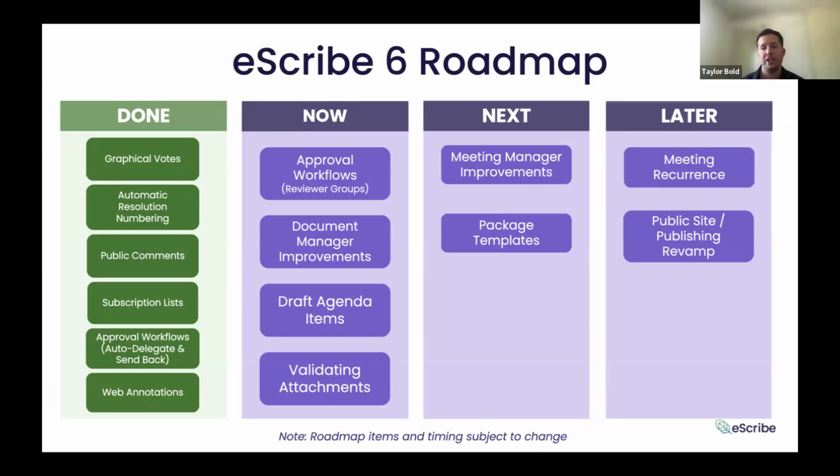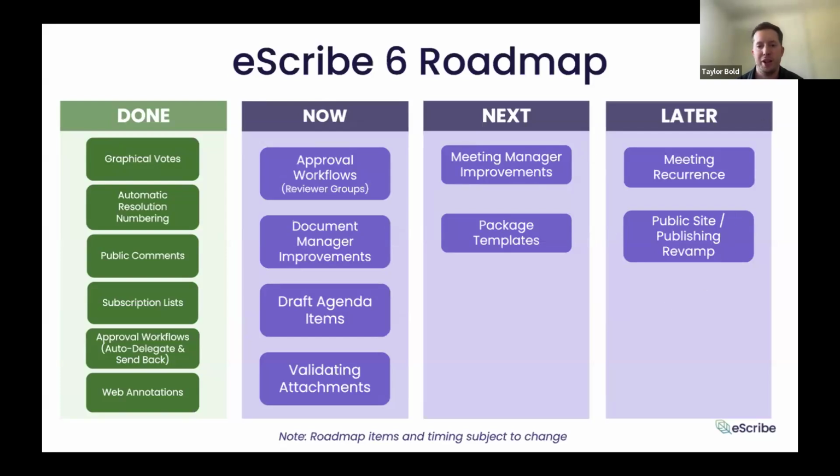Things we're working on right now: we're continuing to make enhancements and make approval workflows more flexible, adding reviewer groups, and overall improvements related to document manager within that experience of managing documents and approving work. We're doing some additional work on streamlining draft agenda items. We've talked to a handful of eScribe customers that do use draft agenda about how to make it more intuitive, more streamlined. And then we're doing some additional pieces to support publishing, so validating attachments before they're actually published. Those are some of the major bodies of work that we're doing right now.